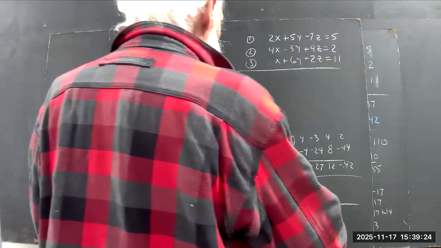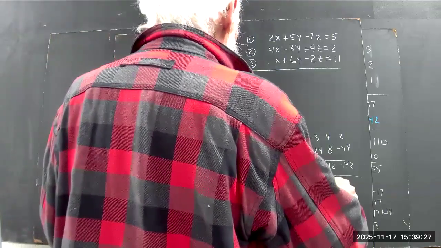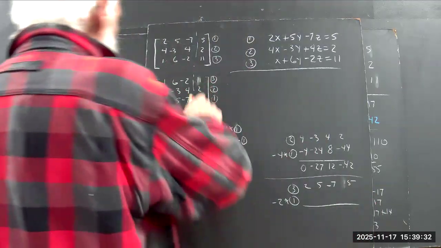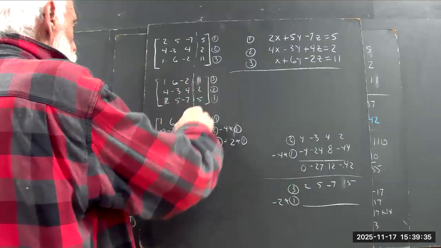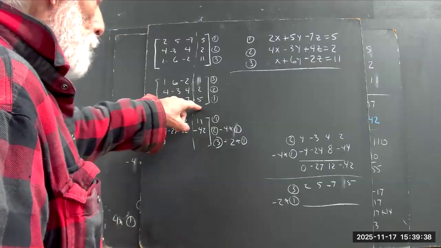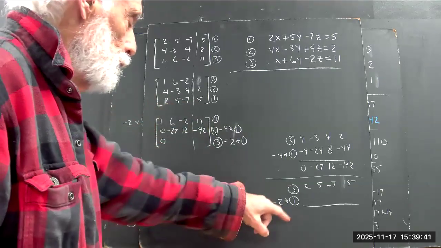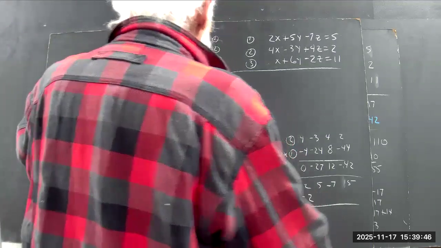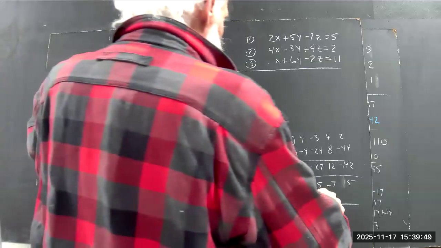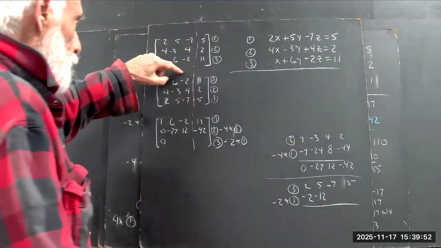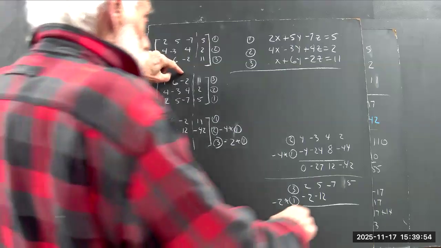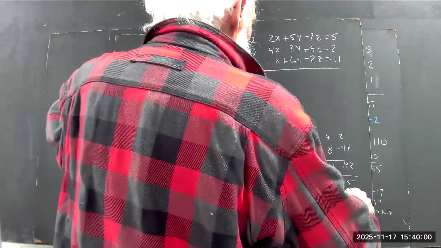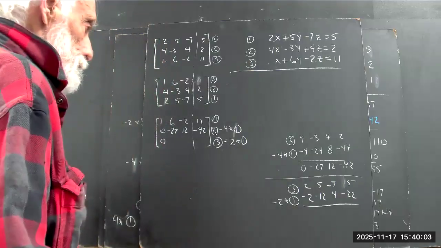Okay, so row 3 is 2, 5, negative 7, 15. No, it's not 15, it's 5. My dotted line here made it look like a 1, so I almost made a mistake there. Then negative 2 times row 1. Well, negative 2 times 1 is negative 2. Negative 2 times 6 is negative 12. Negative 2 times negative 2 is positive 4. And negative 2 times 11 is negative 22.